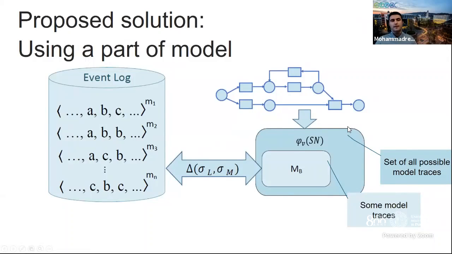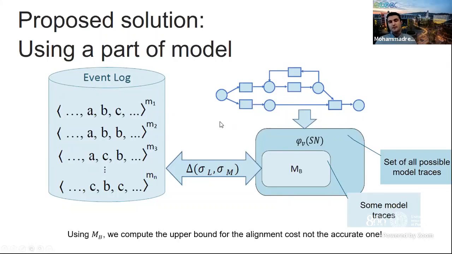So as I explained, we could consider a process model as a set of all possible behaviors. However, for weakly structured process models, this set could be infinite or very complex. So the main idea is to use a subset of those model behaviors. We consider a small subset and try to use that subset instead of the whole model. But we should note that if we use that subset, we return an upper bound for the alignment cost, and maybe we couldn't return the accurate value, because the most similar trace in the model may not be present in that subset.